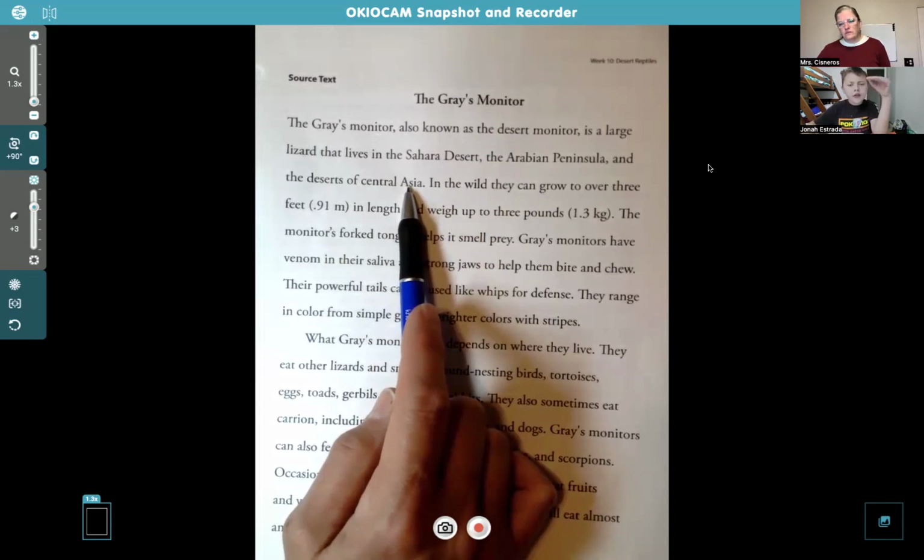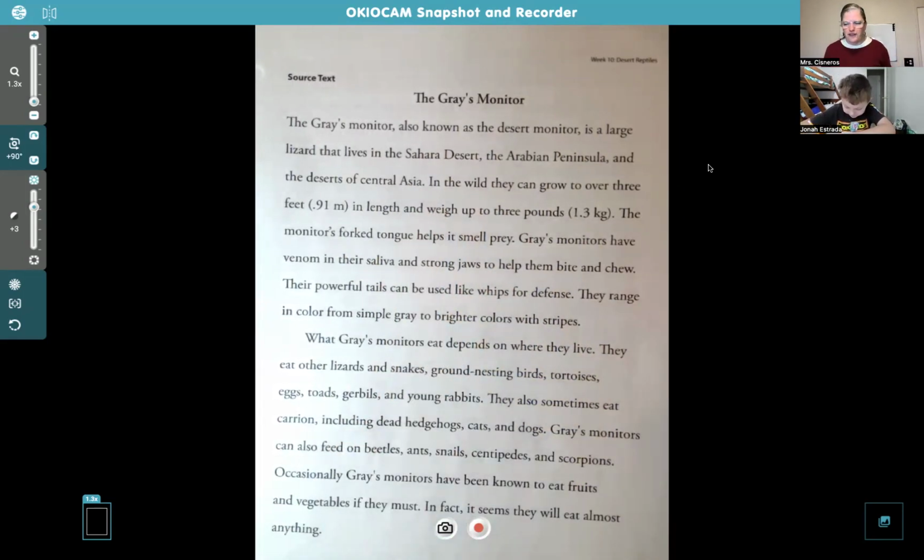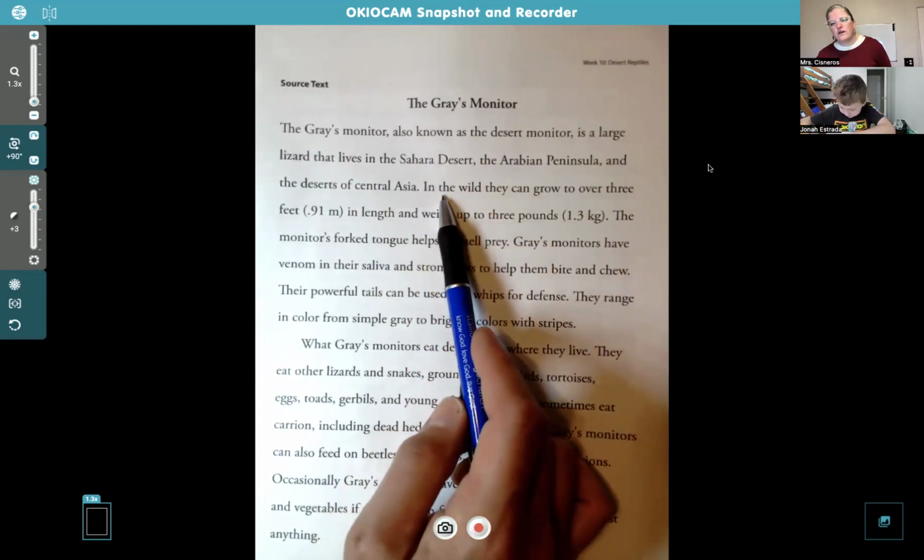Can we underline part of the sentence or do we have to do the whole sentence? Great question. I love that question. And yes, you can underline part of the sentence. If you want to pick out certain facts, you don't have to underline the whole thing. That's a great question. Okay.